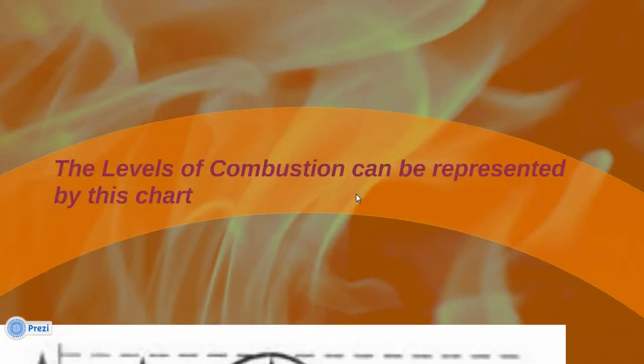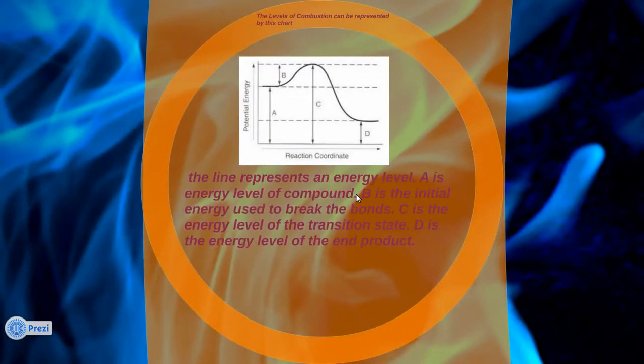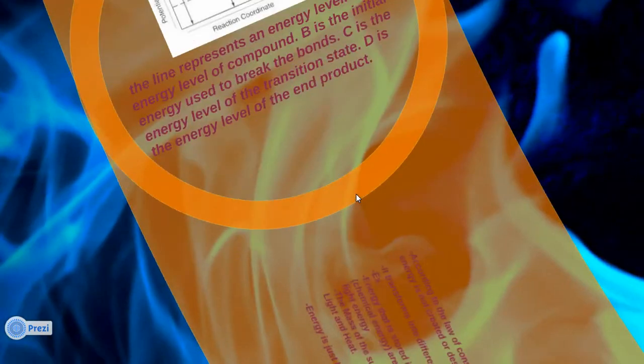So this chart indicates levels of combustion. Now the A line represents the initial energy line of the compound itself, while B represents the initial energy required to actually break apart the molecules. C represents the transition stage, where the molecules are unstable as they are all broken apart. And D is the energy level of the final product, which, as you can see, shows that the energy released exceeds the initial energy used to break apart the molecules.